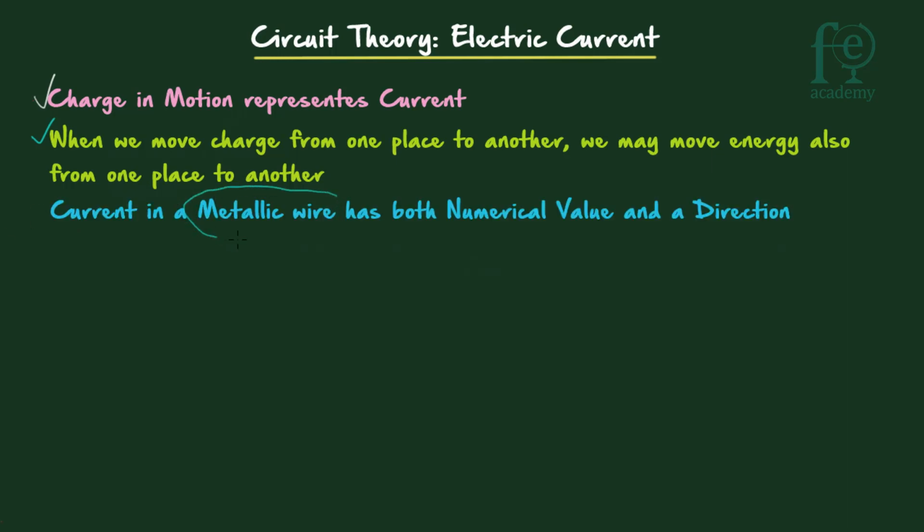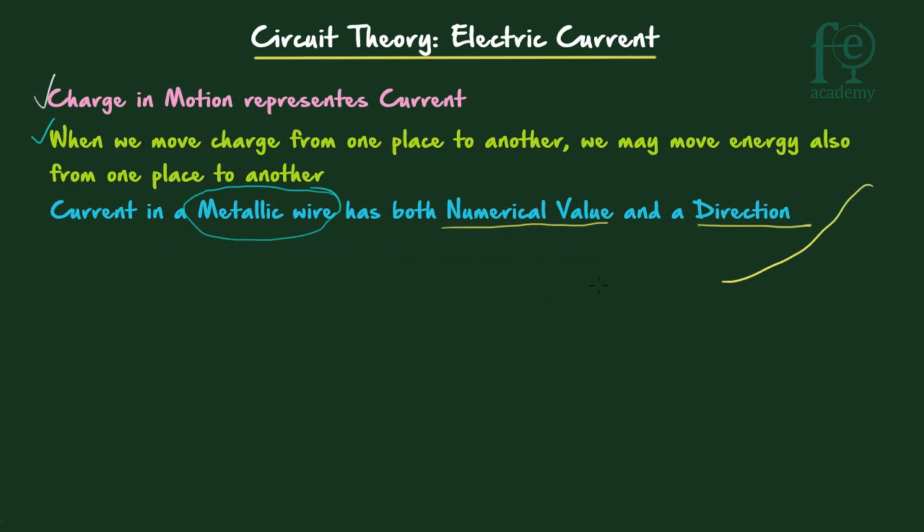Current in a metallic wire. Normally when we talk about electric circuits, we are talking about the current in metallic wires, and the current in metallic wires has both numerical value and direction. You have to notice this point. The current in a metallic wire has both numerical value and direction.